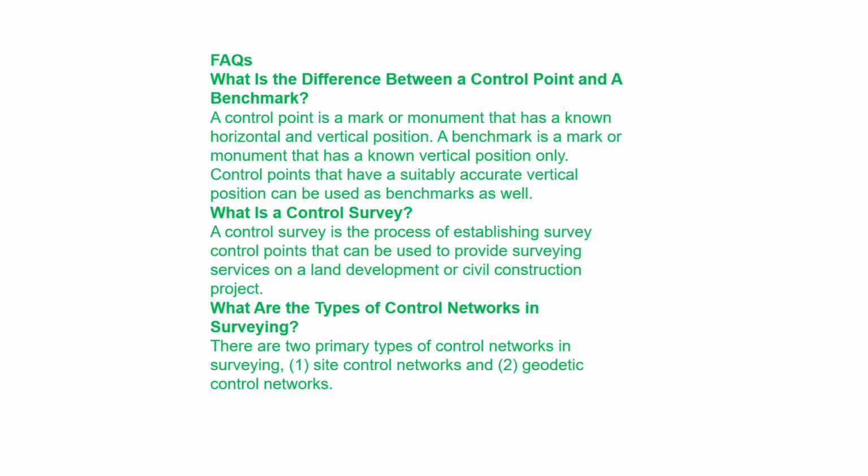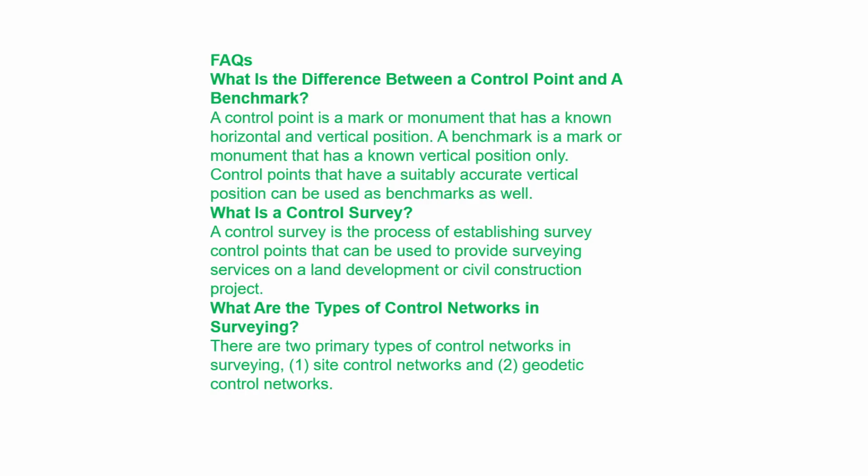Frequently asked questions. What is the difference between a control point and a benchmark? A control point is a mark or monument that has a known horizontal and vertical position. A benchmark is a mark or monument that has a known vertical position only. Control points that have a suitably accurate vertical position can be used as benchmarks as well.